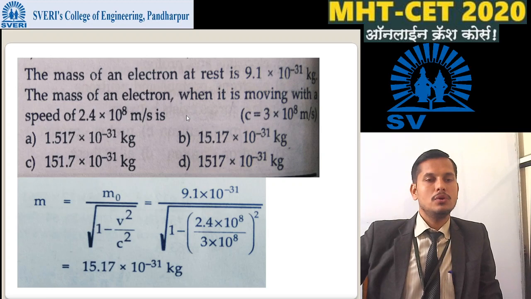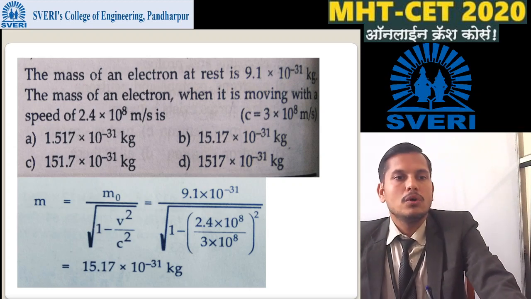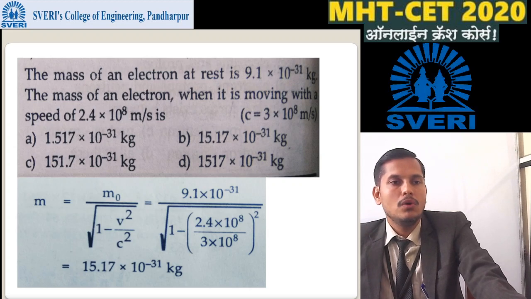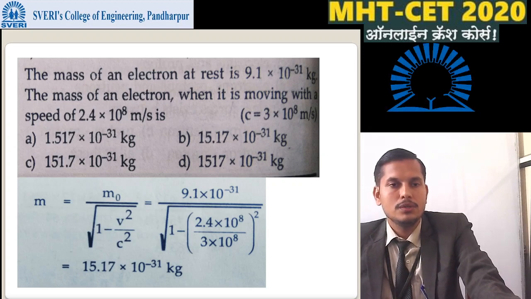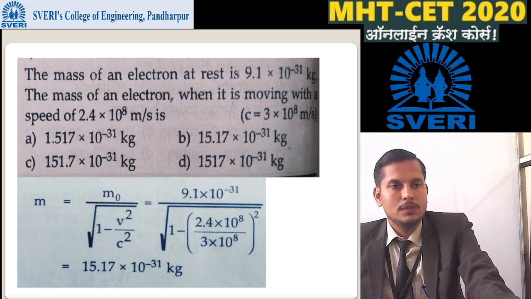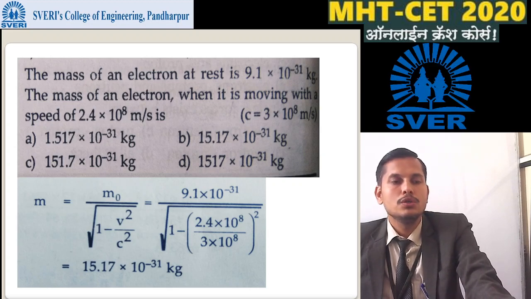The mass of an electron at rest is 9.1 into 10 raised to minus 31 kilogram. The mass of an electron when it is moving with speed of 2.4 into 10 raised to 8 meter per second is, given that the value of C is 3 into 10 raised to 8 meter per second. So two conditions are there. The mass at rest is given to us, and we have to determine the mass of an electron when it is moving with certain speed. Its value is 2.4 into 10 raised to 8 meter per second.